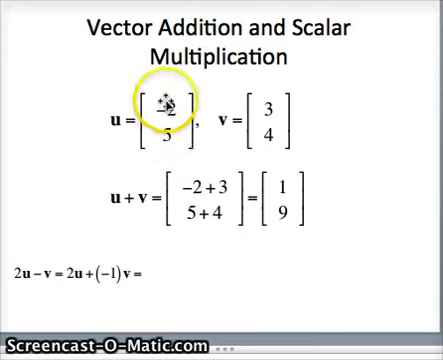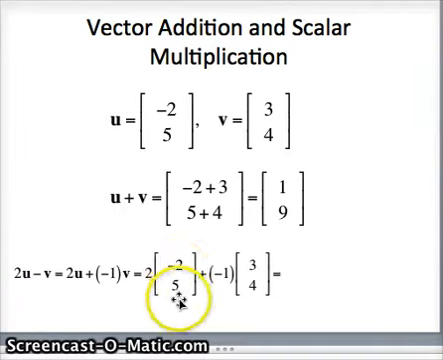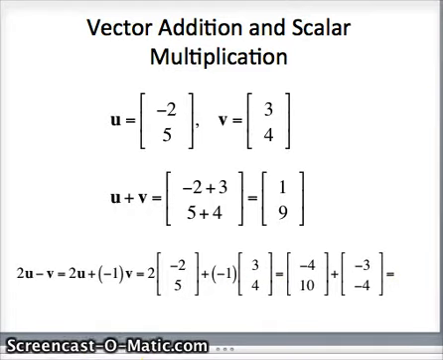So we're going to scale the vector u by 2, doubling each component. We're going to scale the vector v by -1, so changing its direction, pointing in the opposite way, but equivalent to multiplying both elements by -1. So 2 times u, 2 times ⟨-2, 5⟩, plus -1 times v, -1 times ⟨3, 4⟩. Well, what is 2 times ⟨-2, 5⟩? That's what, ⟨-4, 10⟩. -1 times ⟨3, 4⟩ would be ⟨-3, -4⟩.